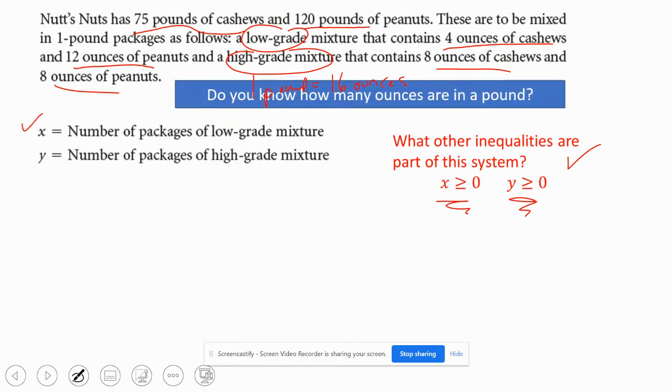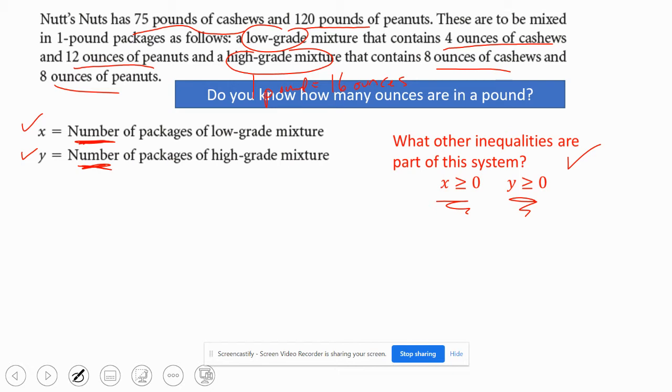So what we will do, and it's important that you make a note of this and write it down, because there are going to be very similar questions to this. There's one on the homework assignment, and then there are others that we will do. X is your number of low grade. So this is the number of packages, not the weight. Number of the low grade, and Y is the number of the high grade.